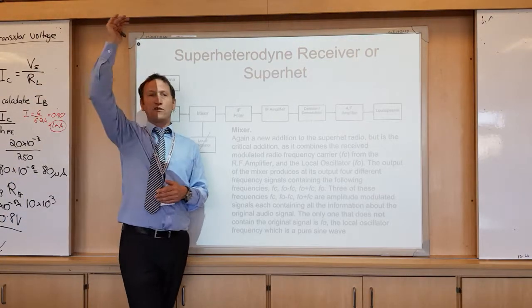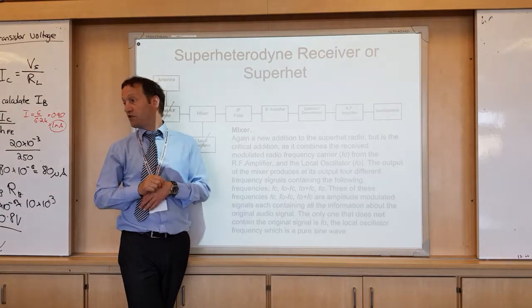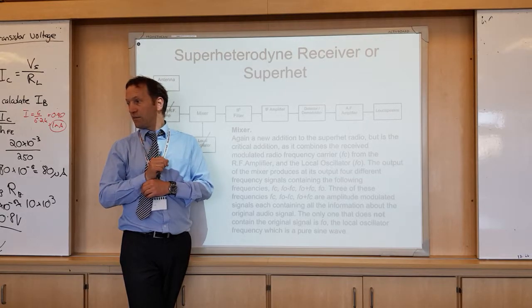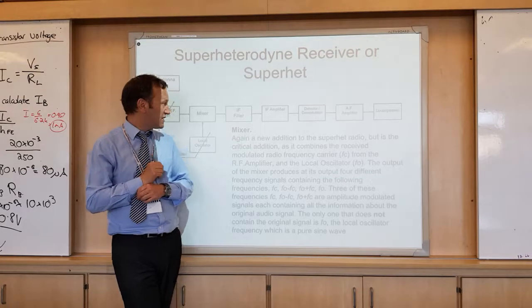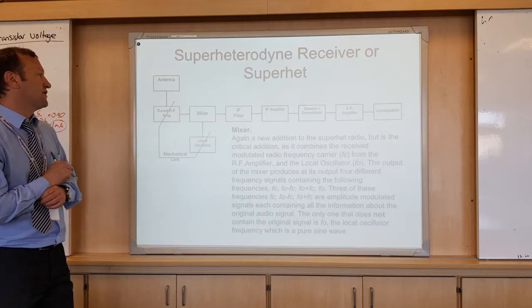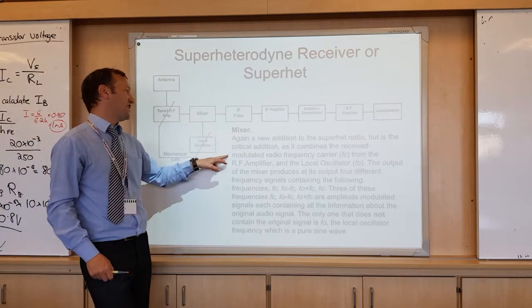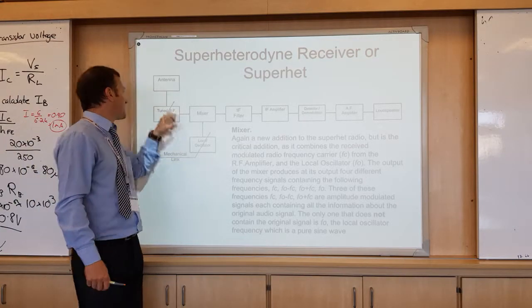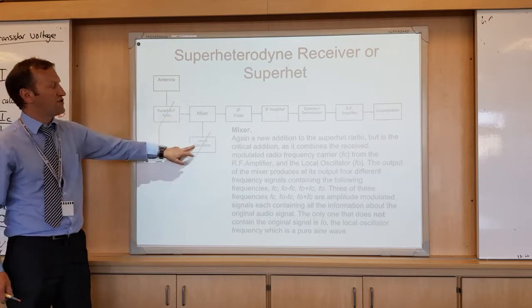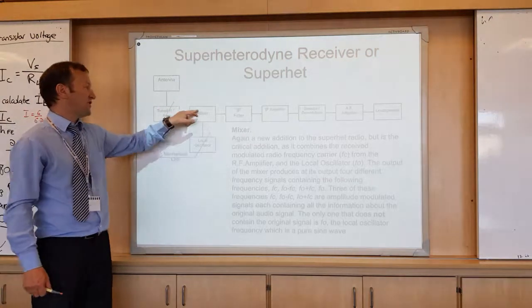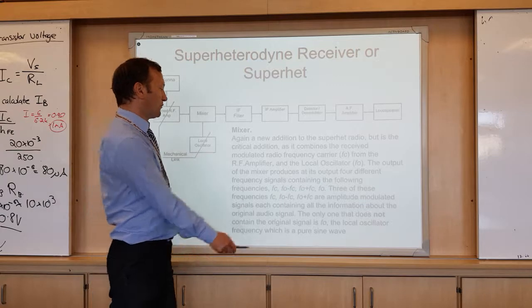If you want to move a high frequency down to a low frequency to do something with it, this can happen. This is what heterodyning is. So the mixer does that. It combines the received modulated radio frequency, so this contains the information you want, with the oscillator signal. This is just a sine wave. Mix them together and we get four frequencies.